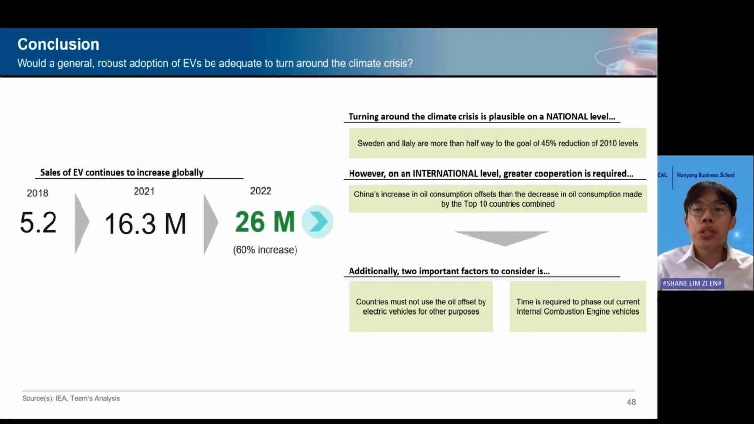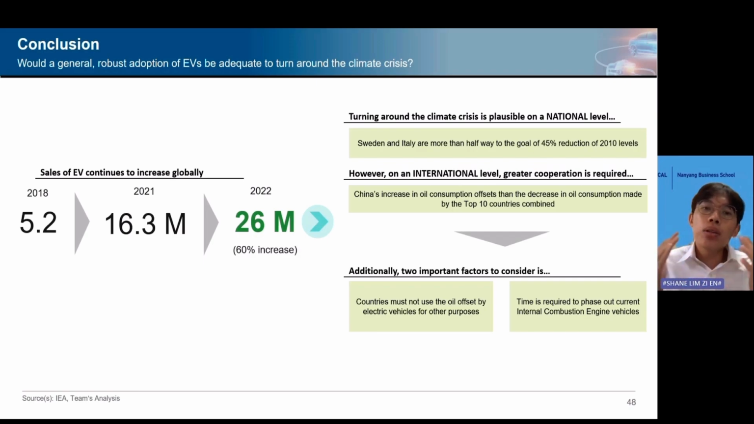In conclusion, with over 26 million electric vehicles on the road, and given that electric vehicle adoption will be expected to continue to increase, it remains feasible to turn around the climate crisis on a national level, at least, given countries like Sweden and Italy already paving the way. And these countries have also met more than halfway of their goal of achieving 45% reduction of CO2 emissions of 2010 levels. However, on an international level, greater cooperation is required, especially from the giants like China.